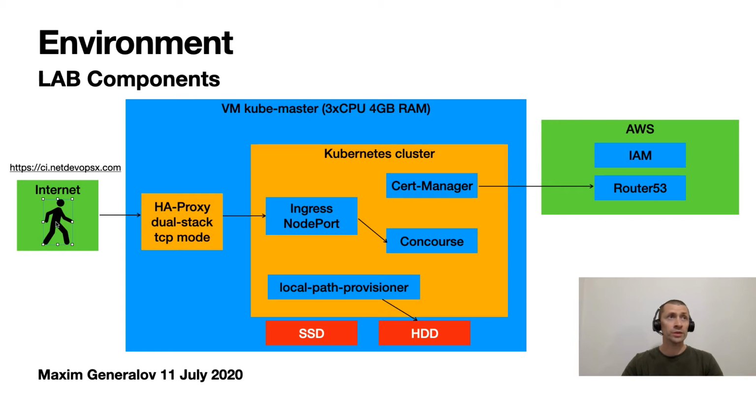And as you can see, the user from the internet will be able to type in the browser something like ci.devops6.com. It's our test URI. And this request will be resolved to the external IP address, which will be bound on HAProxy, and our HAProxy will work in dual stack. And the HAProxy will forward the request into the ingress node ports for HTTP and HTTPS. Apart from that, we will have cert-manager inside, Concourse, and the local provisioner.